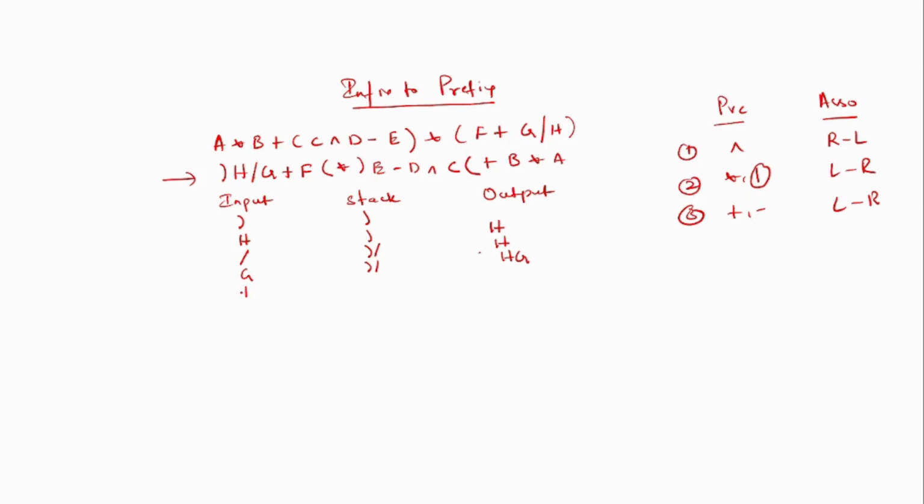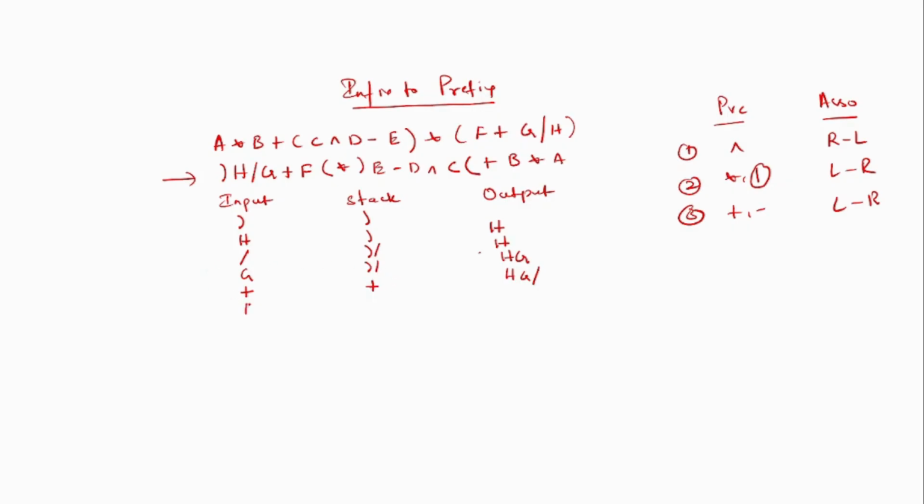Then comes plus, right? We compare plus with the top of the stack. The top of the stack is division, right? Therefore if the incoming operator has greater precedence than the top of the stack, then we push. But here, incoming operator plus has less precedence than the top of the stack, therefore we pop division out, right? I'll say here H G, we pop division out and I'll push plus here, so the stack contains now only plus.